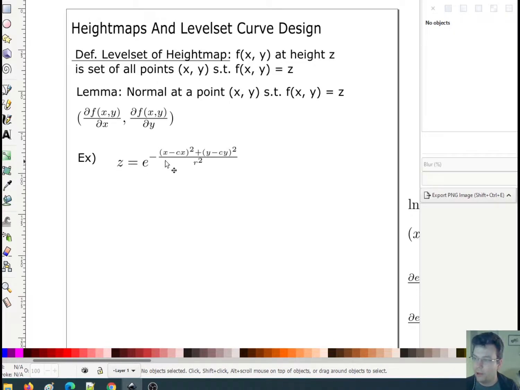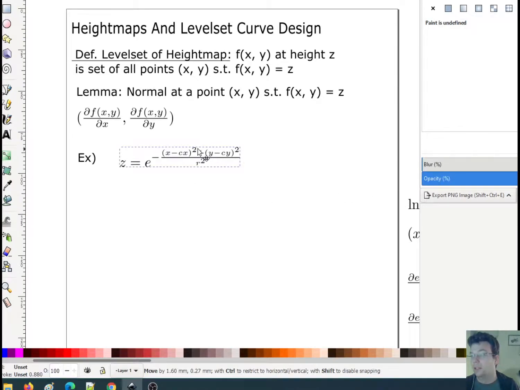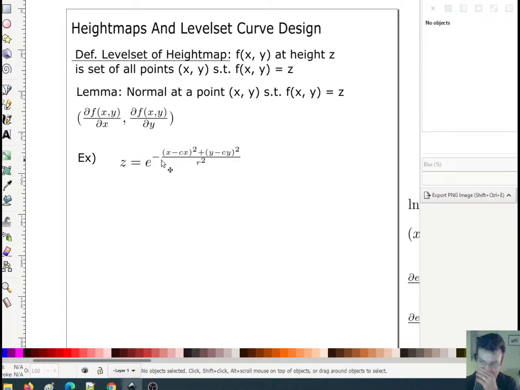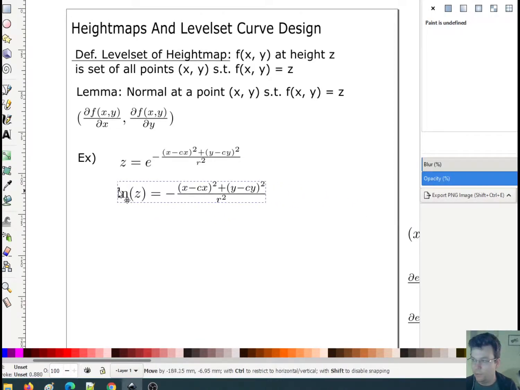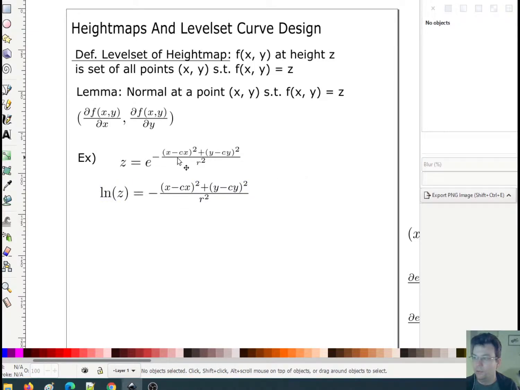So I want to find all the x and y's that satisfy this equation, so I'm trying to find a level set, a particular height. All right, how the heck do I solve this? Well, one thing I can do is, I don't really like the e there. Let me get rid of that. So what I can do is take the inverse function of both sides, so take the natural log of both sides. That brings down what was in the e. So now I have the natural log of z is equal to negative this thing.